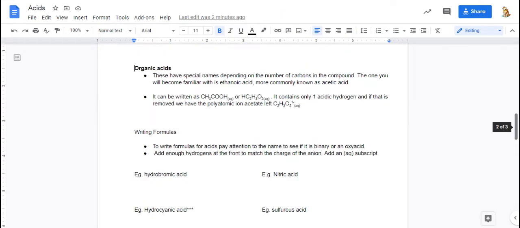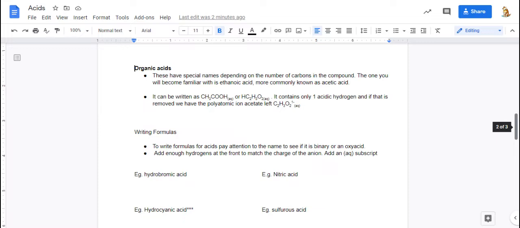So organic acids, just to reiterate, these have special names depending on the number of carbons in the compound. The one you'll become familiar with this year is ethanoic acid, which is more commonly known as acetic acid. This is the vinegar in ketchup. And if you put vinegar on your French fries, this is acetic acid.